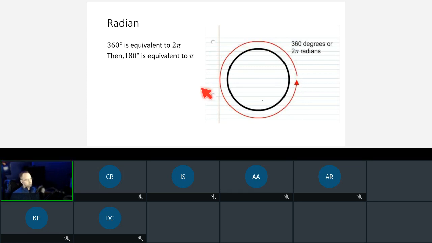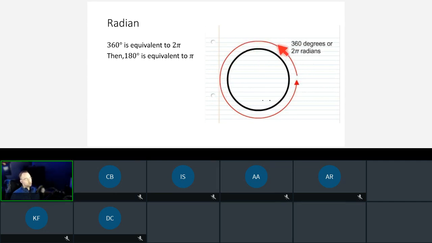So again, full rotation is 360 degrees. In radians, that's 2 pi. So what's a half a rotation? How many degrees? 180 degrees. And how many radians is that? Just pi. Yep. So half a rotation is 180 degrees. In radians, a half rotation is just pi.